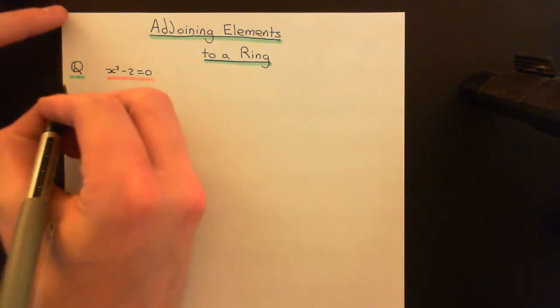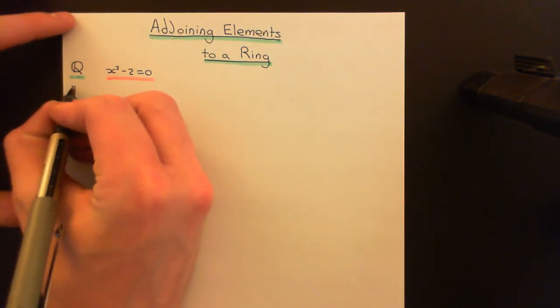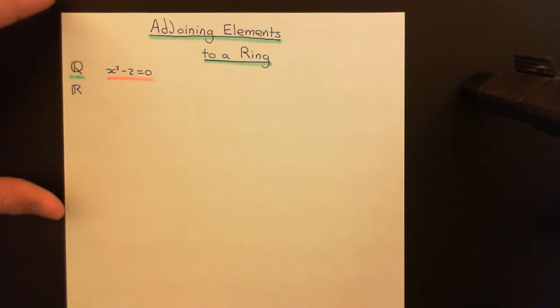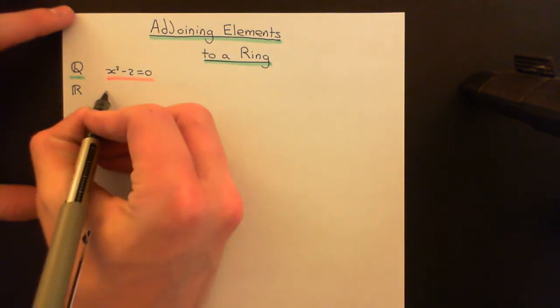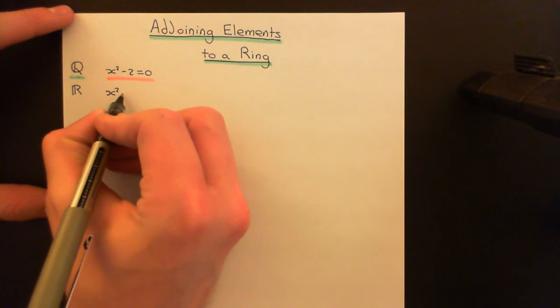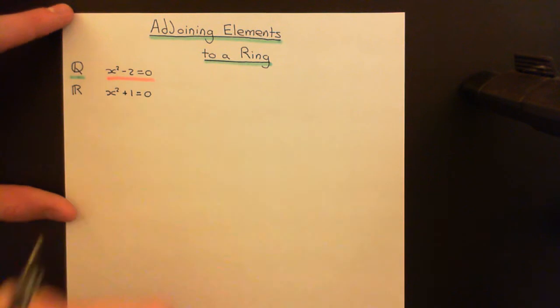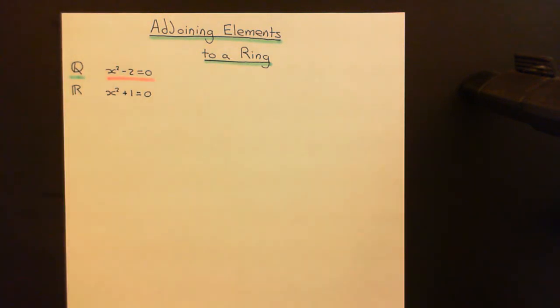Another classical example relates to the real numbers. Now again, the real numbers is a field with addition and multiplication defined on it, but again, all fields are rings, so it's an example of a ring. Now, the classical example of an equation that can't be solved in the real numbers, that has no solutions, is x squared plus 1 is equal to 0. There is no real number which will satisfy that equation. No real number squares to give negative 1.